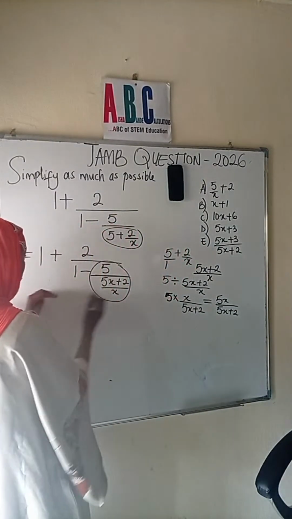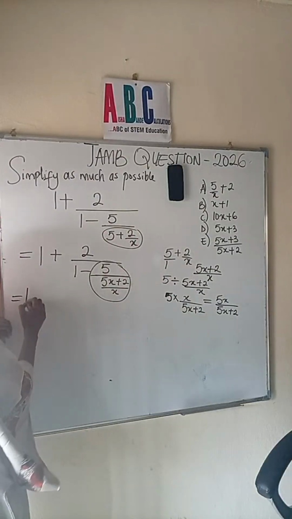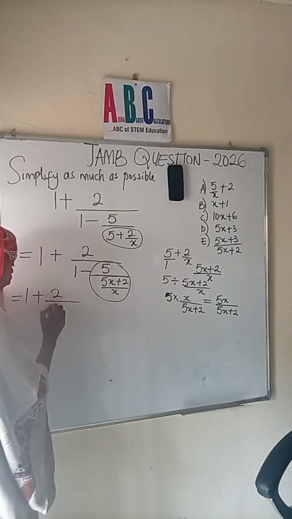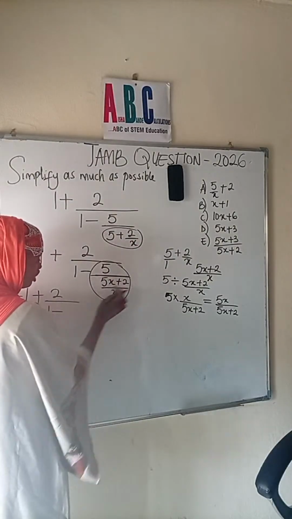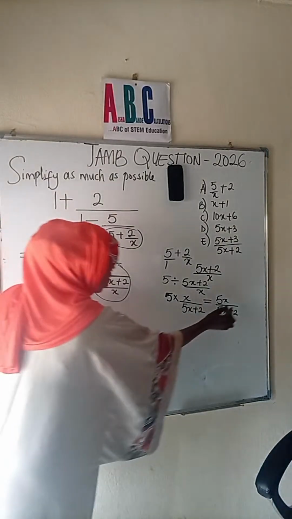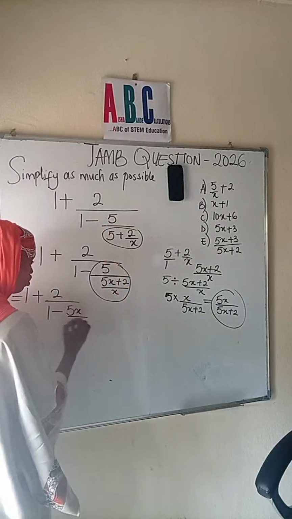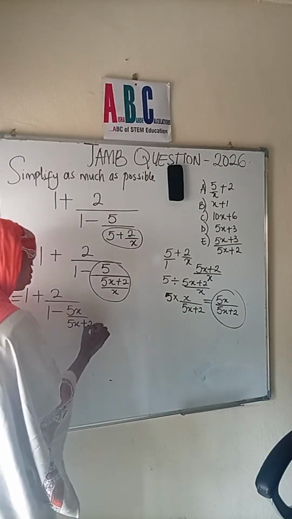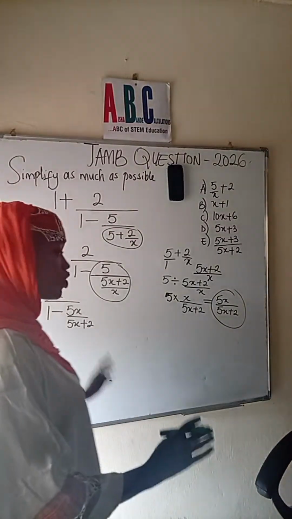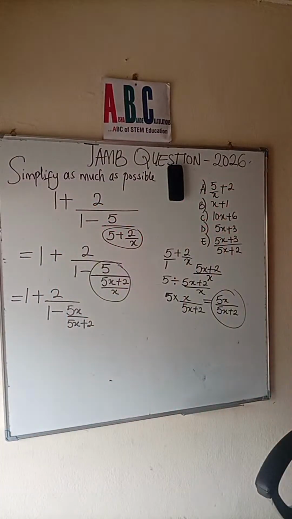Now let's come back here. This now becomes 1 plus 2 over 1 minus, now the 5 all over 5x plus 2 over x, we now replace it with this. So this becomes 5x over 5x plus 2. If you understand up to this point, type understood for me in the comment section so I can move on. Please type understood in the comment section so I will know I'm carrying everyone along. Please, I need more. Okay, thank you.